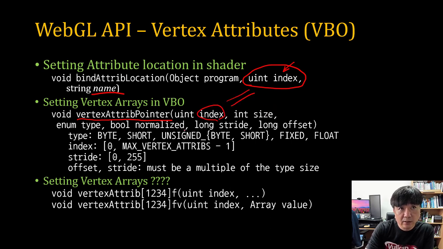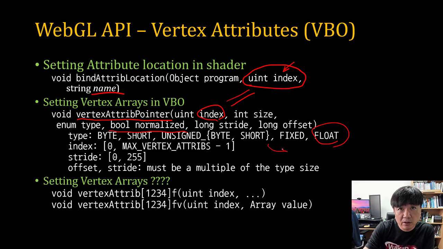So size, type, normalized, stride. We will learn again, but type is byte, short, unsigned, fixed, float. Do you remember that in our code, we used the data type of 32-bit floating point? So we should use float. Then there is normalize. When you are using floating point, there are no issues. But in case unsigned byte or unsigned short coordinates are used as input, then we need to change the value.